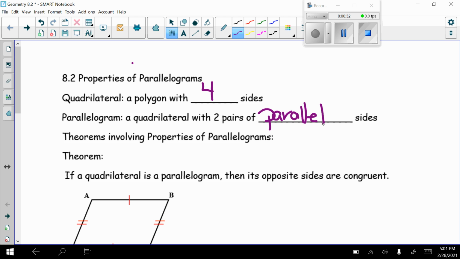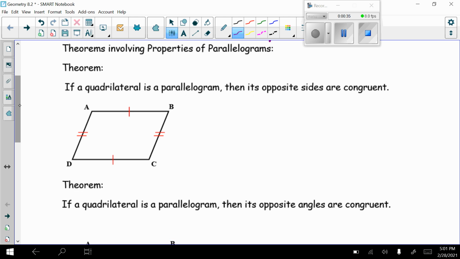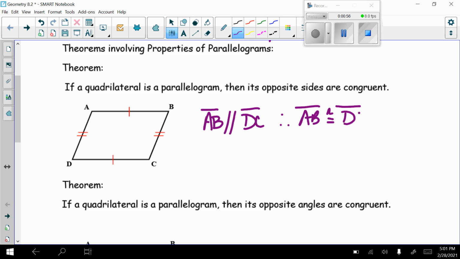Our very first theorem says that if a quadrilateral is a parallelogram, then its opposite sides are congruent. In this picture, we would have AB parallel to DC. Therefore, AB is congruent to DC. And if AD is parallel to BC, therefore AD is congruent to BC. So if a quadrilateral is a parallelogram, which means that its opposite sides are parallel, then its opposite sides are also congruent.